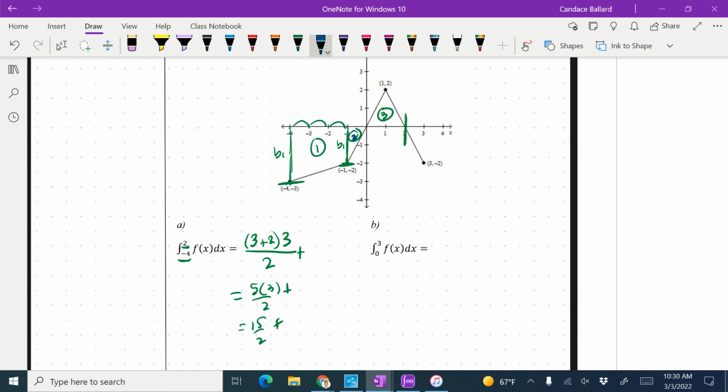All right, the next piece is this little tiny triangle in there. So what's the base of the triangle? 1. Height of the triangle?